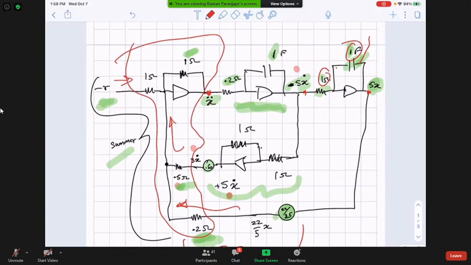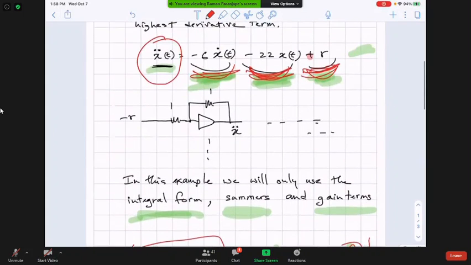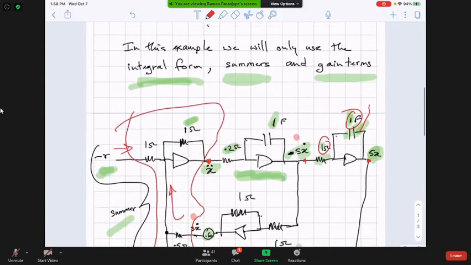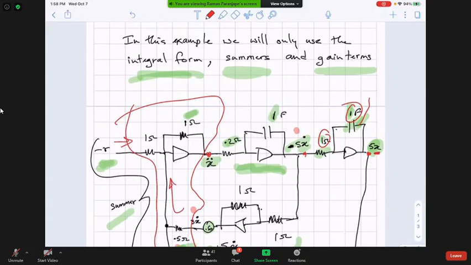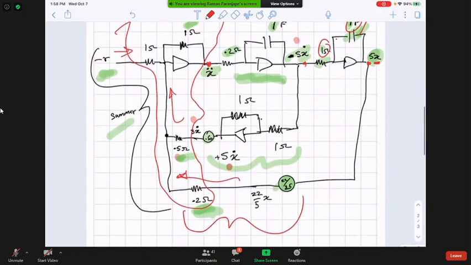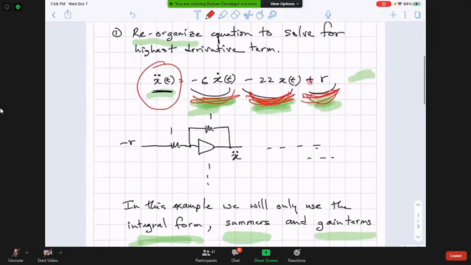Right? I needed to feed back minus 22. I generated 5x instead of 22. Then I took 5x and ran it through this voltage divider to give me 22 over 5. And then I had in my summer a gain of 5 to get rid of the 5 in the denominator to give me minus 22x, which is what I needed here.